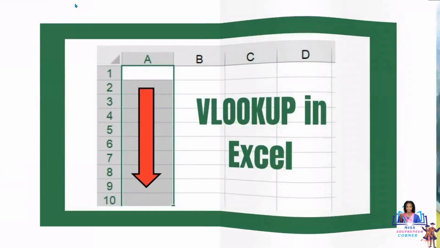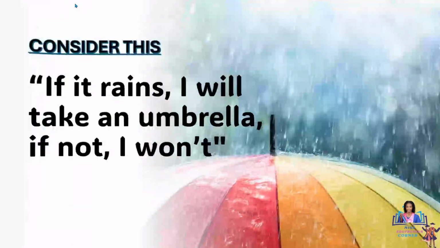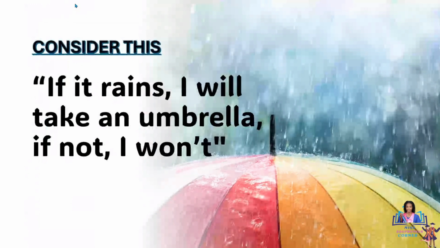If it rains, I will take an umbrella. If not, I won't. So have you ever had to make decisions based on a certain condition? I'm thinking you guys might be responding yes. So based on this example that is presented here, if it rains, I will take an umbrella. If not, I won't. Do you think that this example is based on a certain condition? If your answer is yes, then you're indeed correct.